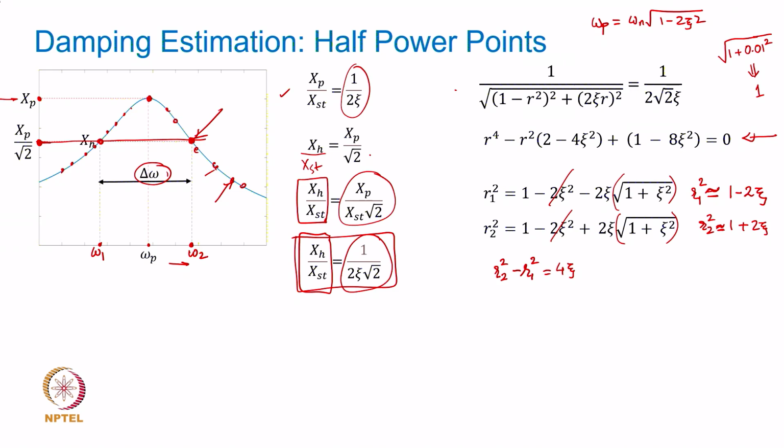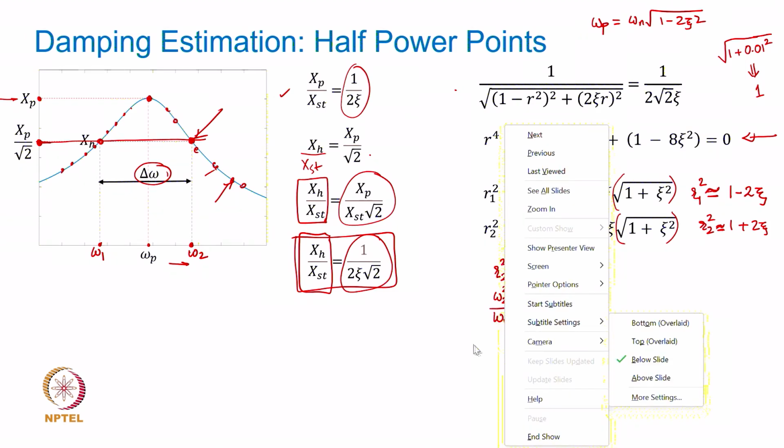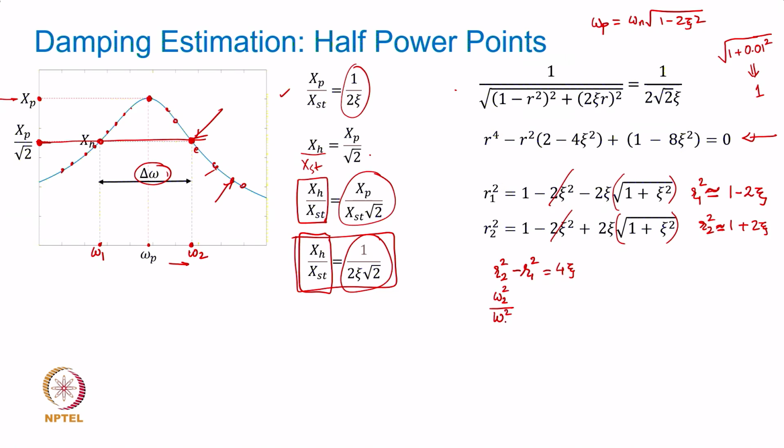And what is R2 square minus R1 square, by the way? This is omega 2 square upon omega n square minus omega 1 square upon omega n square, because we have defined R2 and R1 as what? Frequency ratios corresponding to half power points. Please make a note here. This is your omega 1 and this is omega 2. We define R1 and R2 as the two forced frequency ratios corresponding to the half power points, equal to 4 zeta.